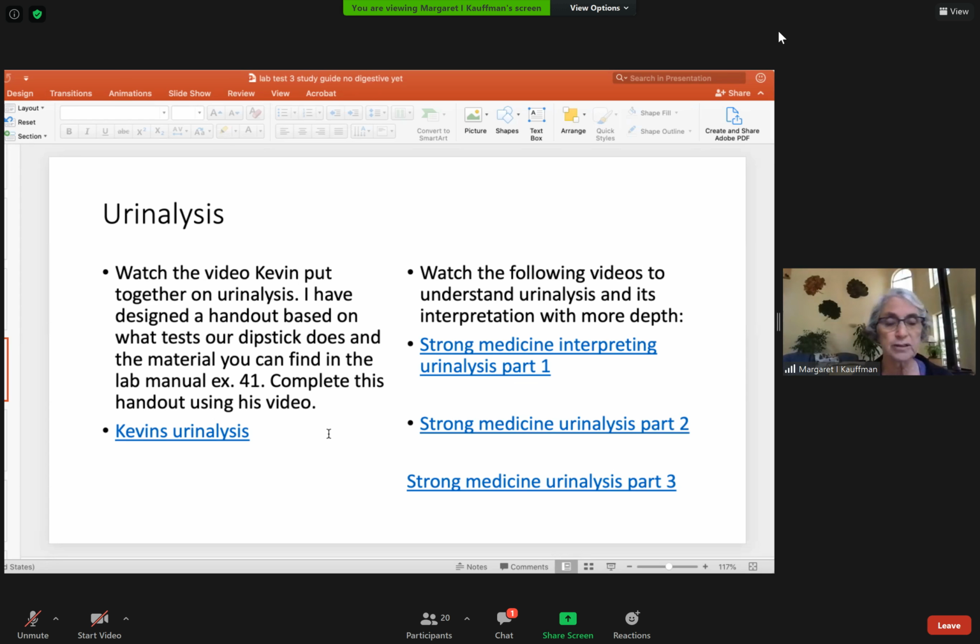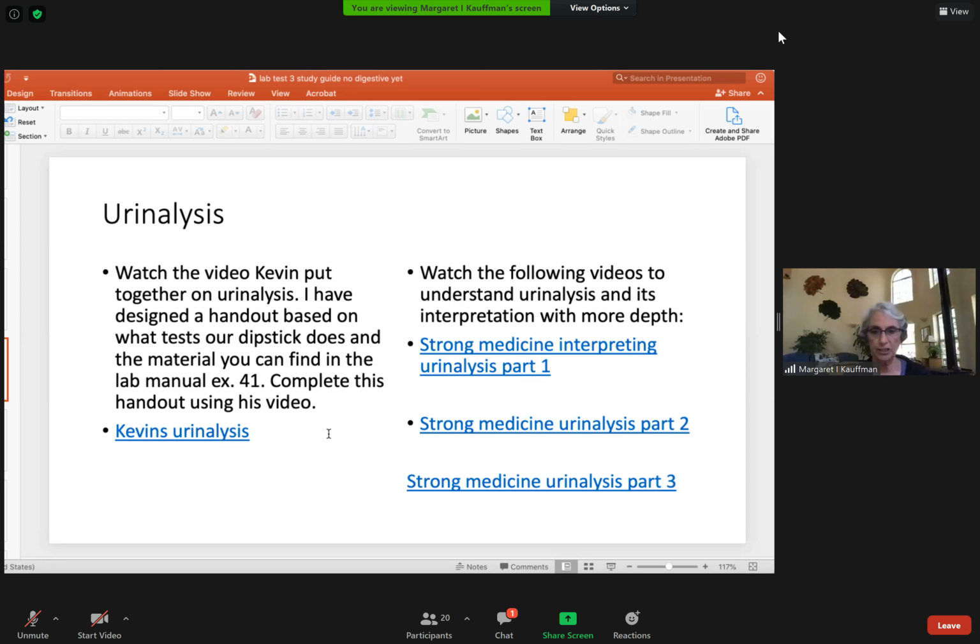And sometimes it just gives you a cause, like liver disease or something like that, that's a little vaguer. So I'd like you to learn that, and where you find that is in your lab manual.